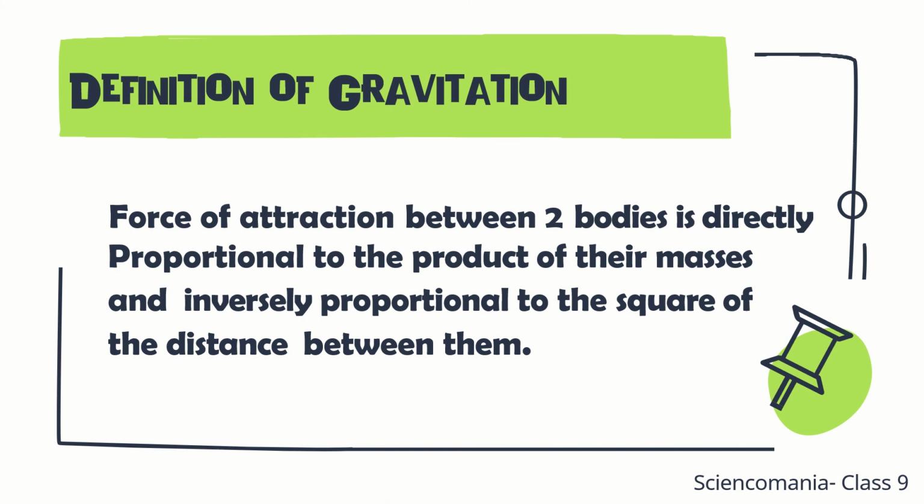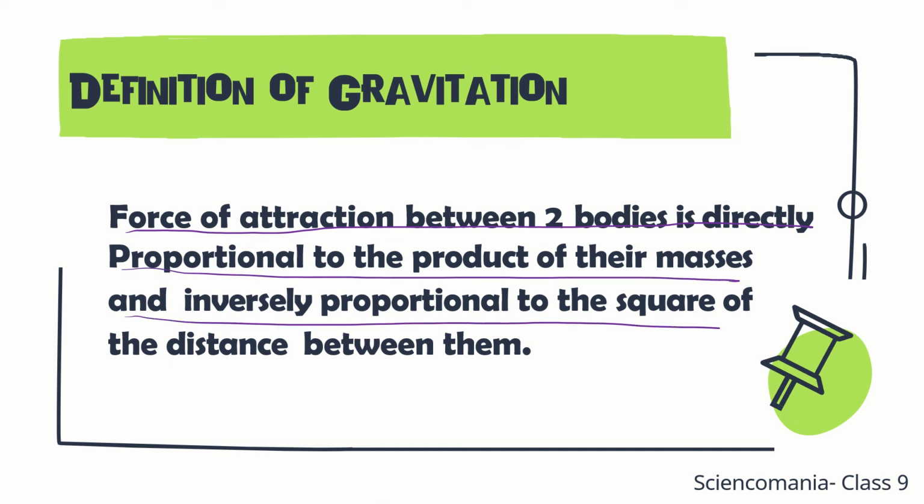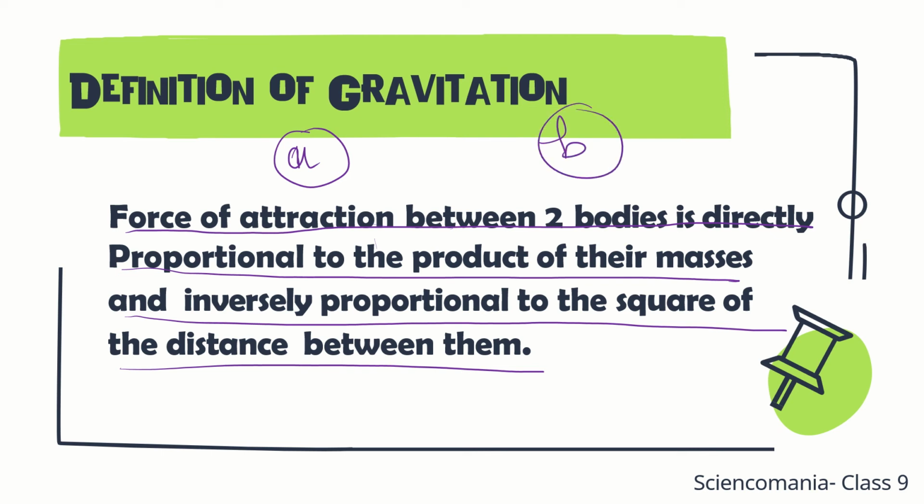Definition of gravitation. The definition is that the force of attraction between two bodies is directly proportional to the product of their masses and inversely proportional to the square of the distance between them. Force of attraction between two bodies. This means that if there is a body A and there is a body B, the force of attraction between them will be the force of gravitation.